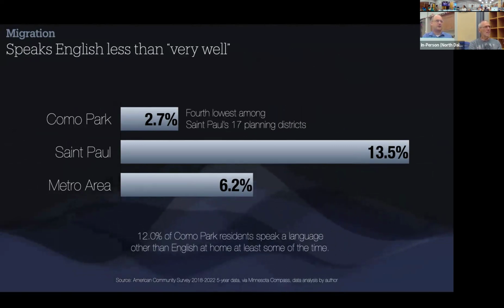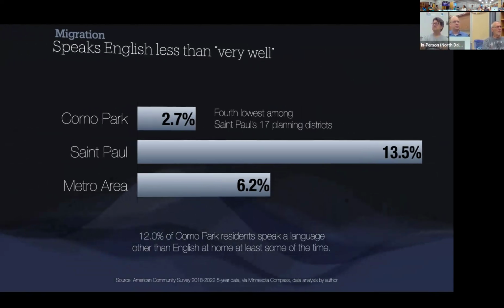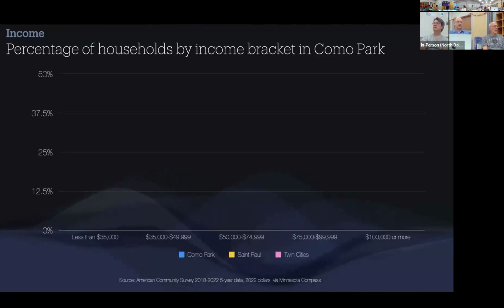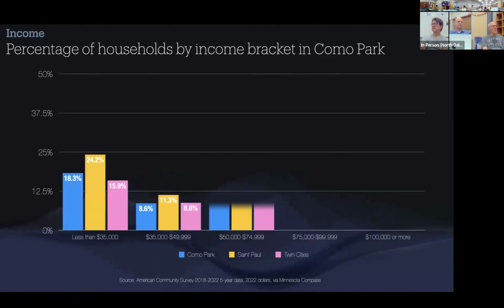Now, 12% of Como Park residents do speak a language other than English at home at least some of the time. But only 2.7% don't speak English very well by their own estimation. Income, percentages of household by income bracket in Como Park.